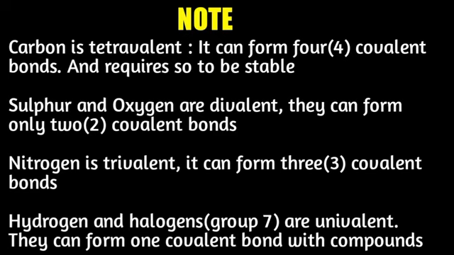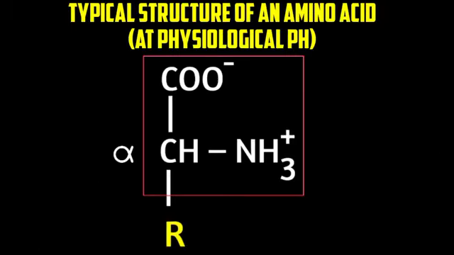So anytime you are drawing your carbon, you should try to balance it with 4 bonds, or you balance it with hydrogen. So now let's draw some structures. Now this is the typical structure of an amino acid at physiological pH. Under harmful light and isoelectric point, I will explain this physiological pH term.